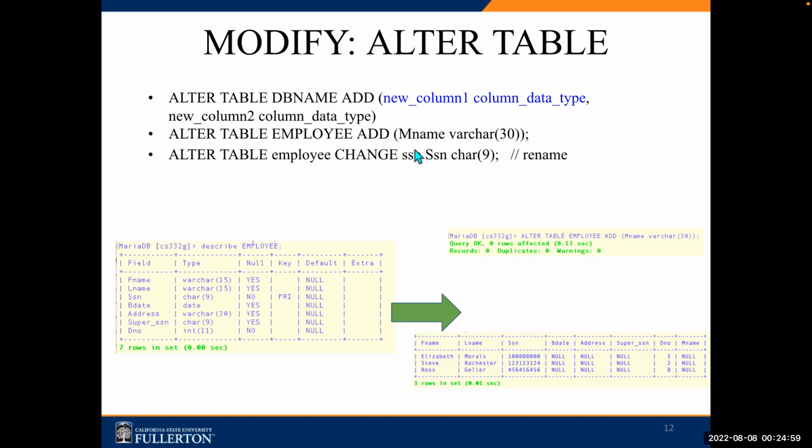Now you can also rename an attribute or the field name with the change keyword in the alter table command. For example, SSN wants to be given a new name with the S capital. You can do that in the fashion shown here. Now, if you run the describe command followed by the alter table command with the change clause, what you can see is now the new name would exist for that particular attribute.